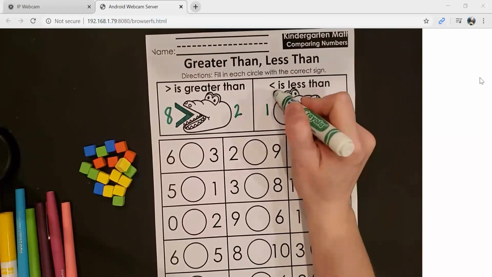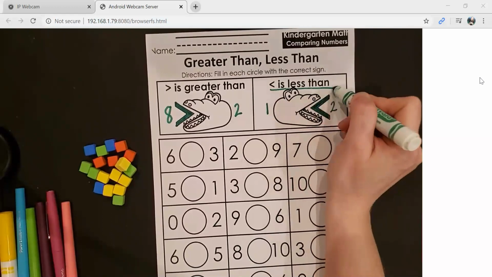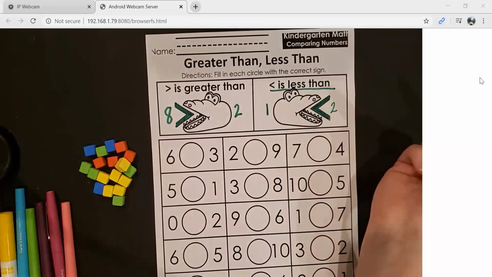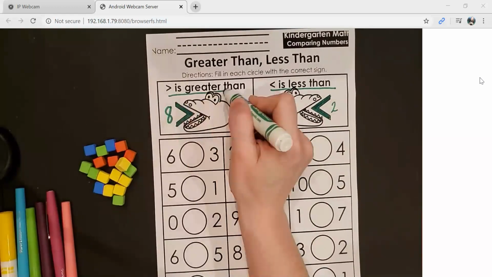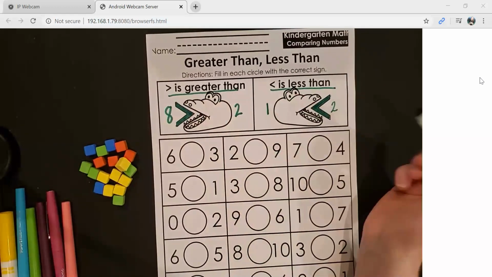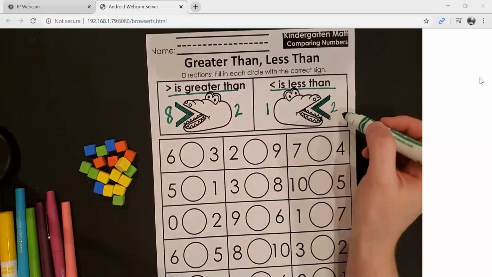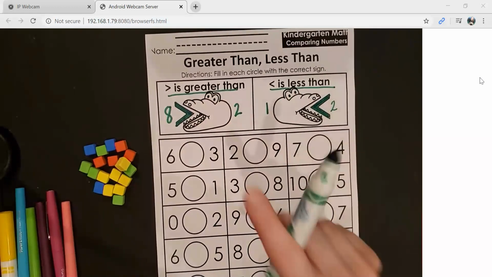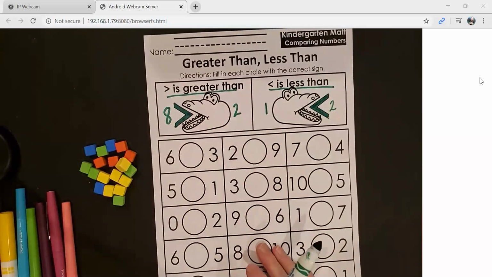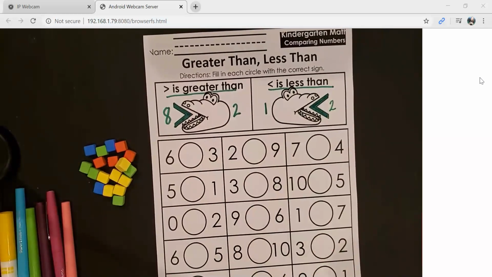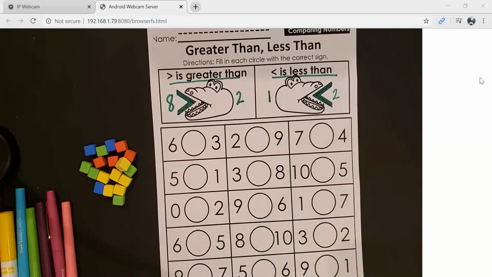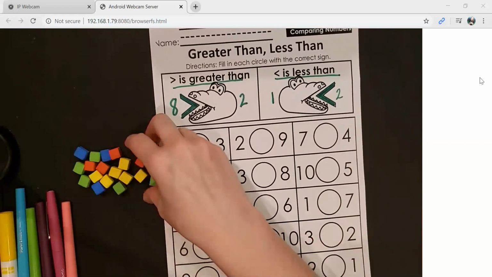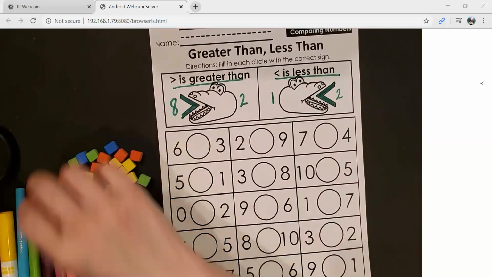Up here, it shows how to verbally describe what's happening. 8 is greater than 2. 1 is less than 2. Those are two fun examples. You guys can color these cute little alligators at the top, and let's get started doing some of these problems. I'll probably do a few problems with you and leave the rest blank for you to do on your own, okay? All right, I even have a few little manipulatives here with me in case we need to use them.